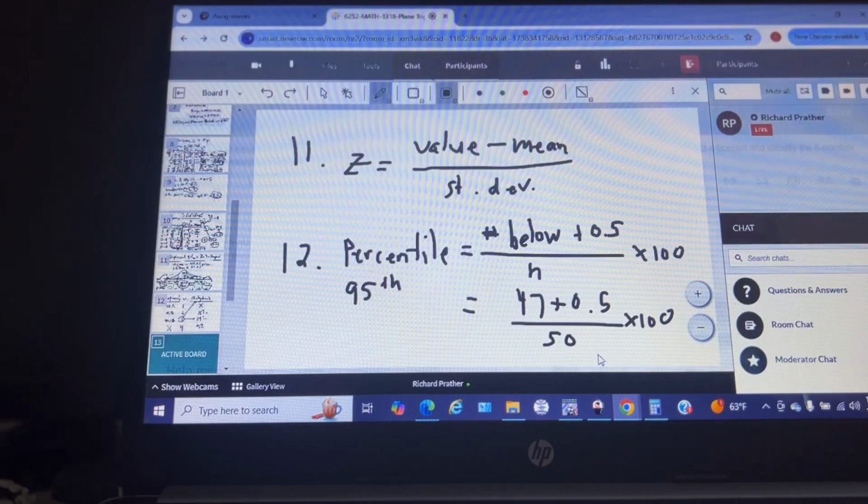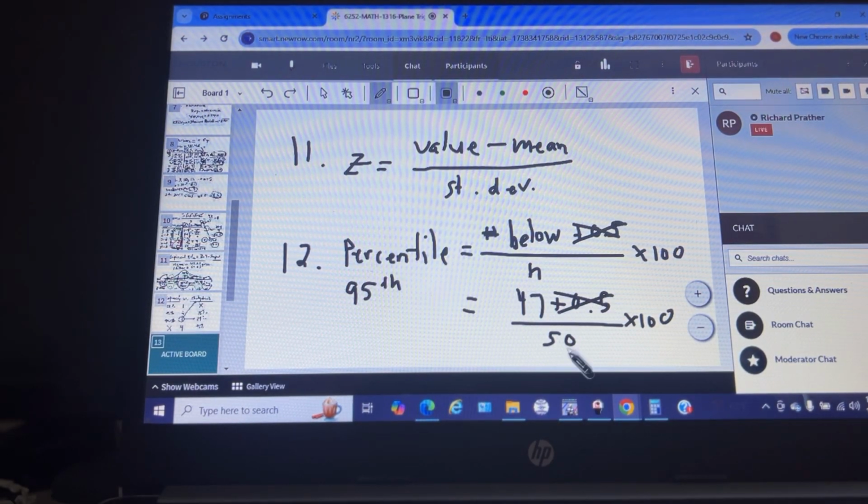Okay, the next thing, so let me correct this right here. Take this half off of it. So this should have been 94th percentile, not 95th.